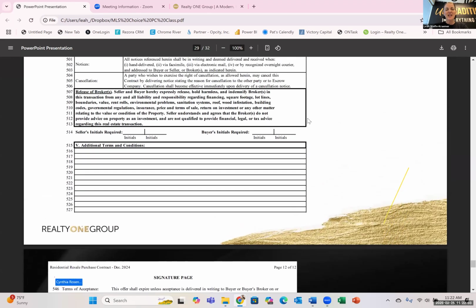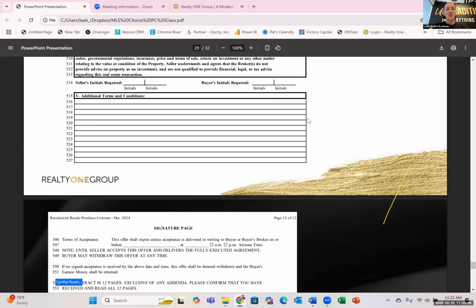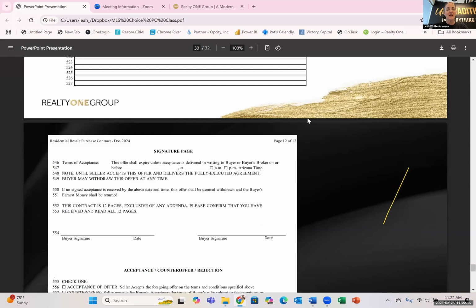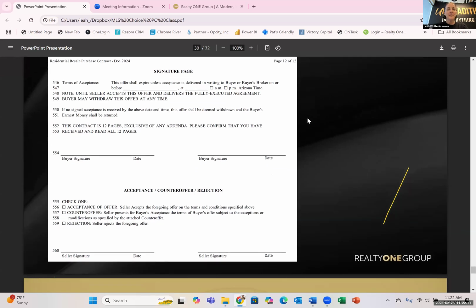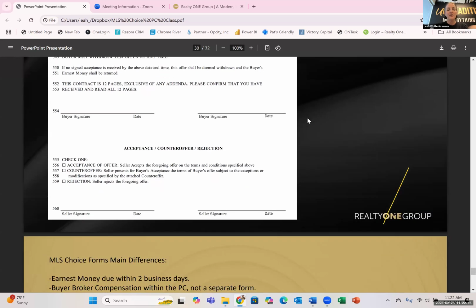Additional terms and conditions. This actually extends. I just thought I would save a little space. So you have space should you need to put additional terms and conditions in there. And then this is a more typical legal signature page. Your dates and then just their signatures and then acceptance or counter offers. So they have the multiple spots here where the seller can accept, counter, or reject.